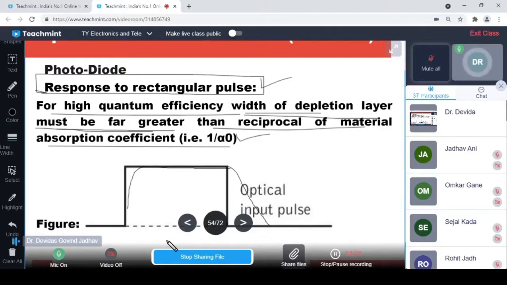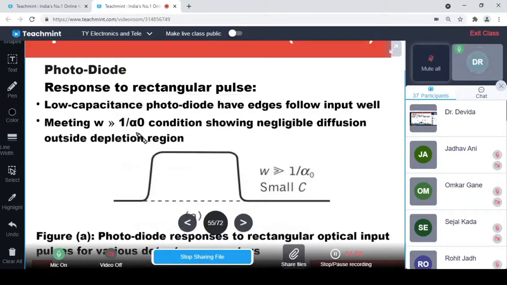So let us check the response to the rectangular pulse. Response of a photodiode to the rectangular pulse. This photodiode may be a PN photodiode, a PIN photodiode, or an APD photodiode, etc. So consider a low capacitance photodiode. That means the depletion region is wider, so the capacitance is very low, negligible. Okay. So the depletion region is wider, and low capacitance is there.